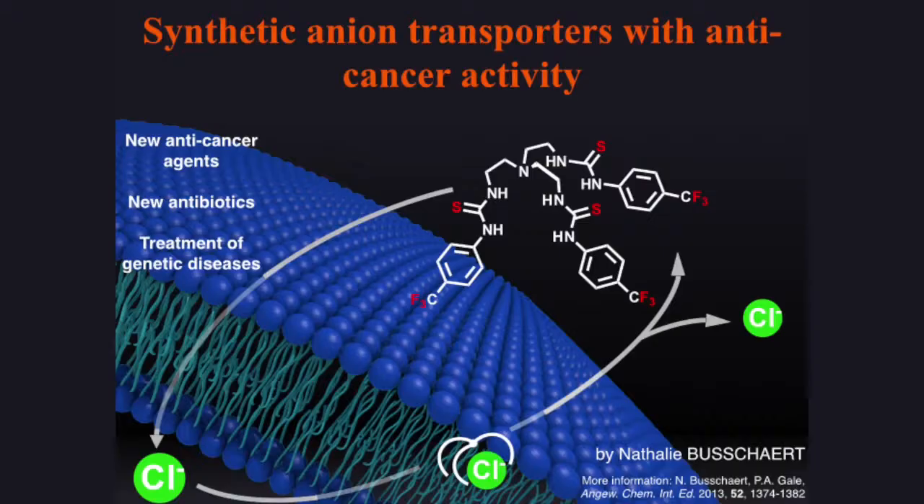I've just recently finished my PhD, which was about synthetic anion transporters with anti-cancer activity. So the aim of my PhD was to develop relatively small molecules that can transport anions, such as chloride, which are the green spheres on the slide there, across a cell membrane. And so essentially it can transport anions from inside the cell to outside or vice versa.